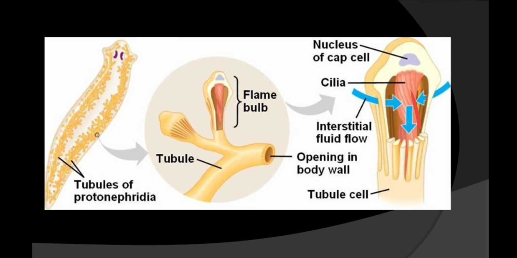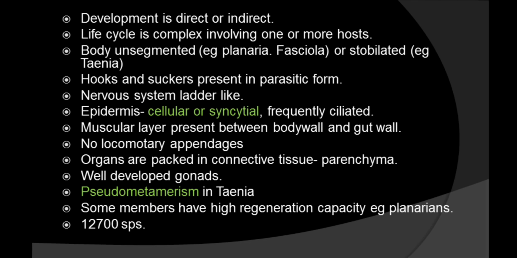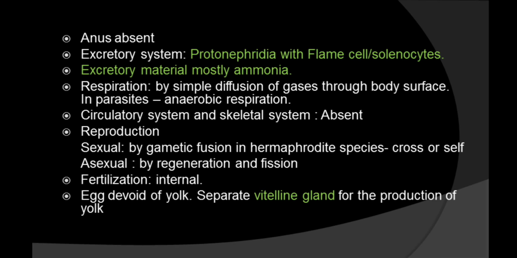So flame cells are found in the phylum Platyhelminthes. These are the excretory organs. Now next, their excretory material is mostly ammonia. When they are found in water, they excrete ammonia, and if they are found on land, they excrete urea. But mostly ammonia is the excretory material.